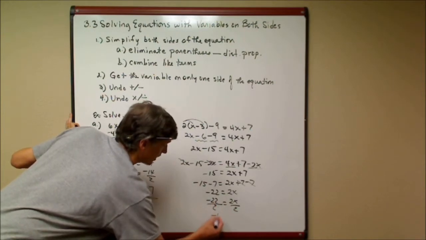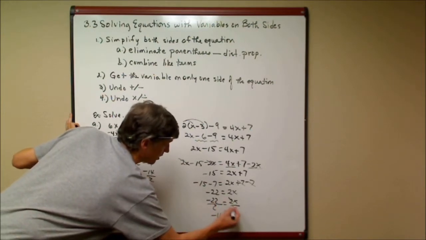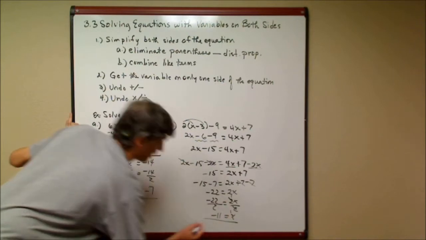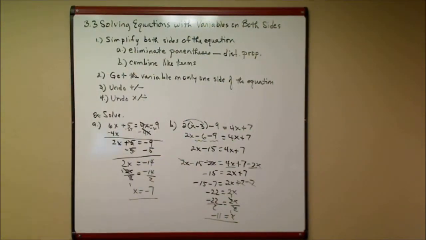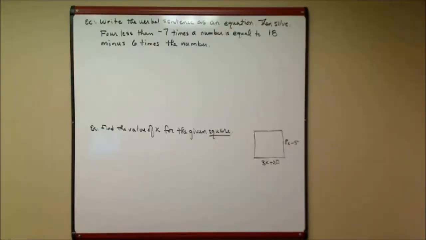And negative divided by positive is negative. It goes in 11 times. Factor of 1, I get x equals negative 11, or if you want to think of it as negative 11 equals x. All right, now what we'll do is we'll apply this equations with the variable on both sides to a story problem here. Look at the example I have.